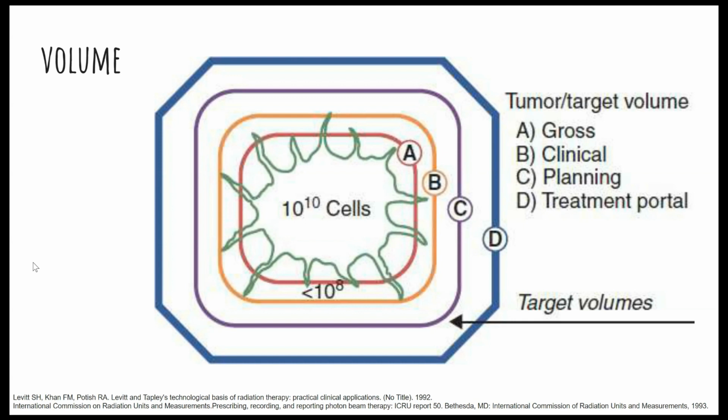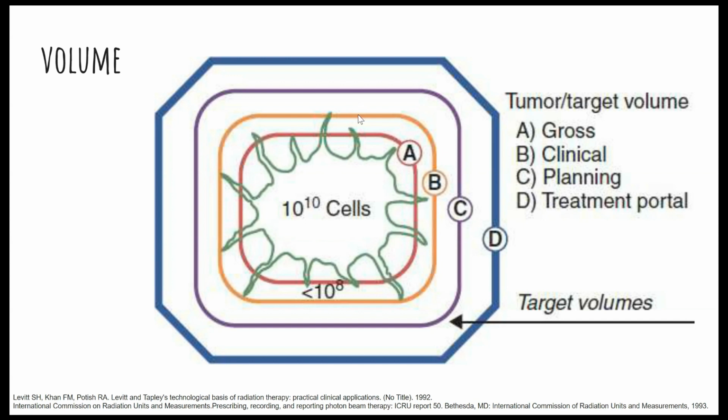So if you look at this diagram, you can see that this green area basically represents the tumor, gross tumor that I can see with the naked eye, that I can palpate, that can be caught on radiology. So this is usually comprising of 10 to the power 10 cells or more. So we draw a region which is labeled as A here, represented by the red line, which encompasses all this gross tumor. So this area or this target volume is known as gross tumor volume, the GTV.